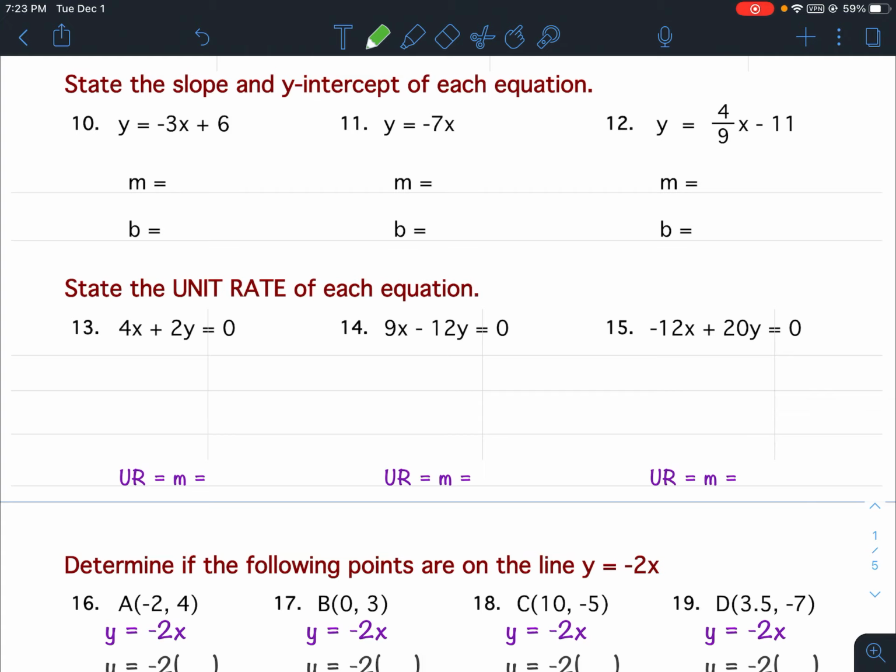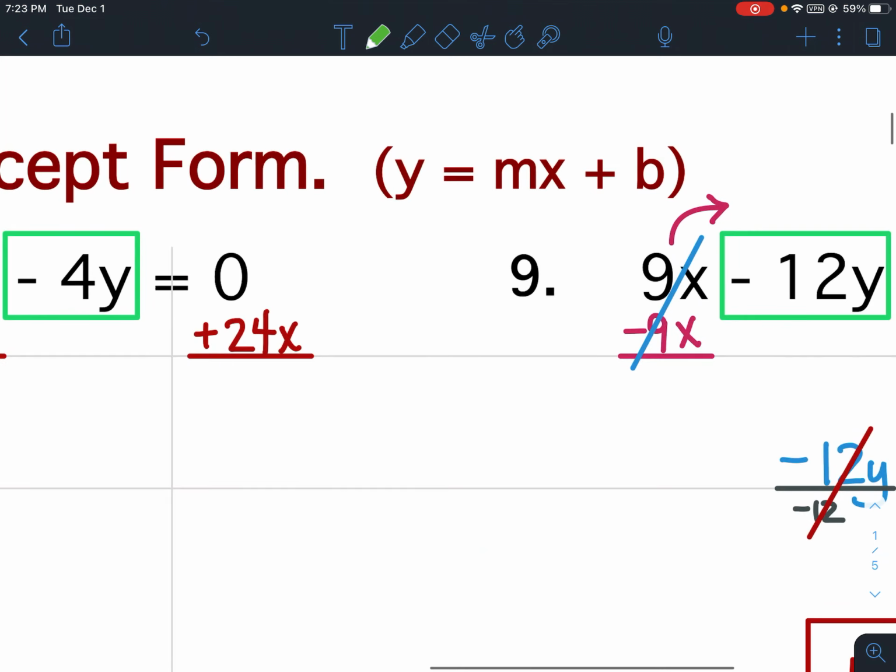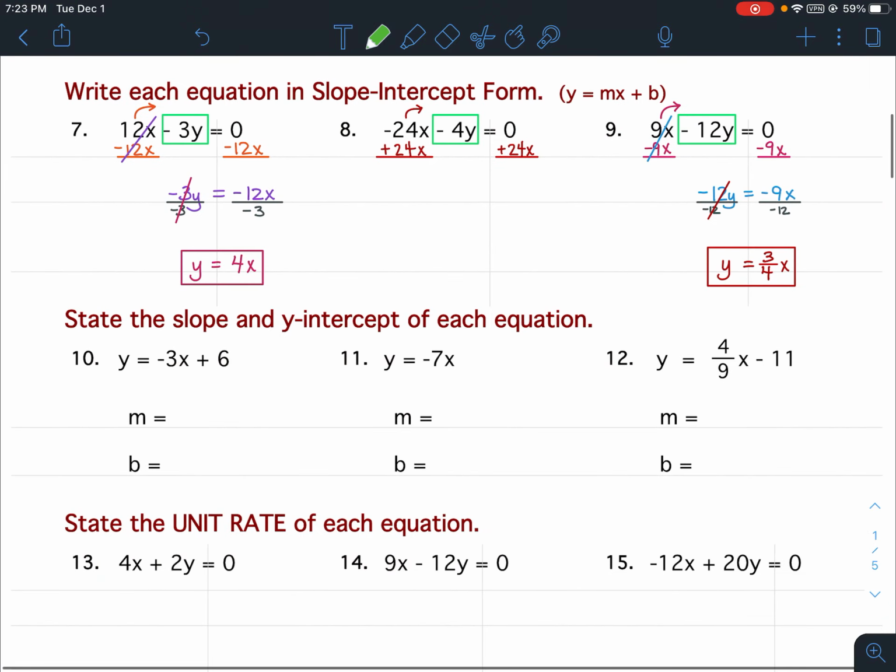Remember, it's in slope-intercept form, so y equals mx plus b. Y equals mx plus b. It's just this right here, where the slope is in front of x and the y-intercept is behind x. Slope is in front of x, y-intercept is behind x.